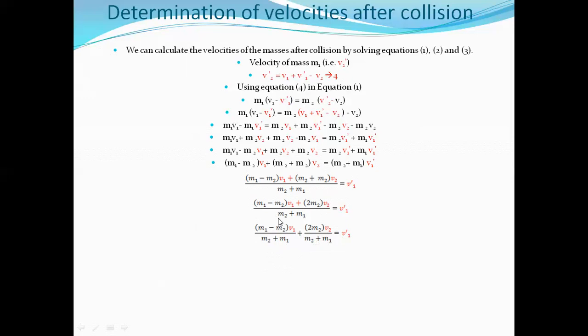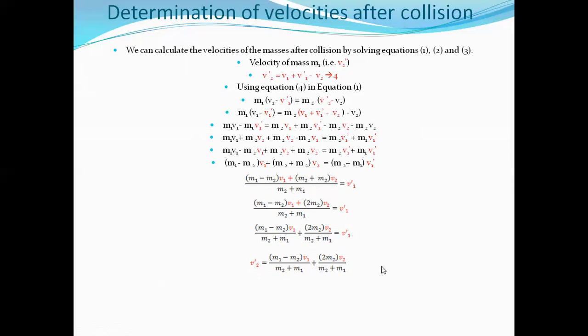That means these can be written separately because of the common LCM. Now this was the velocity of the first particle. Now if we want to find out the velocity of the second particle after the collision, it will be v2 dash is equal to (m1 minus m2) v1 divided by (m2 plus m1) plus 2 m2 into v2 divided by (m2 plus m1).